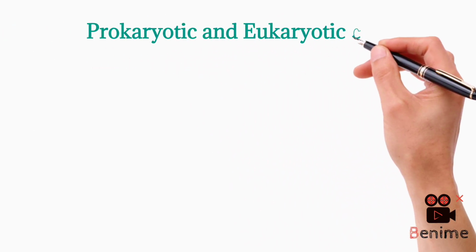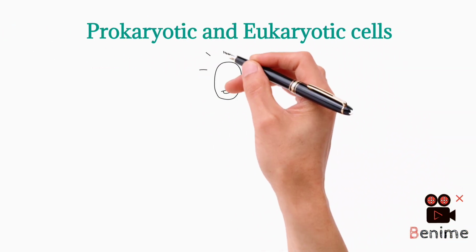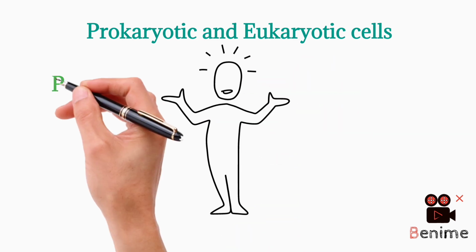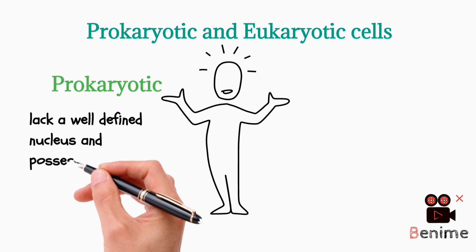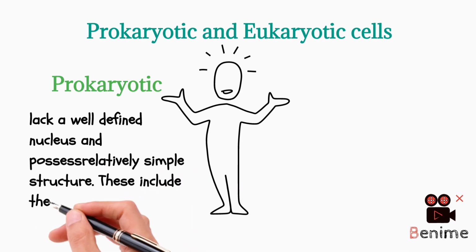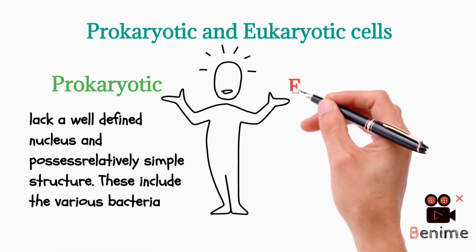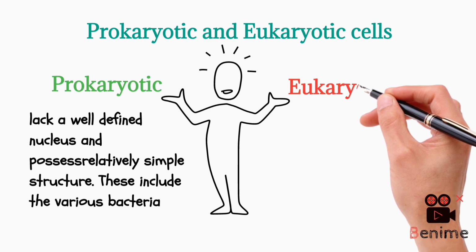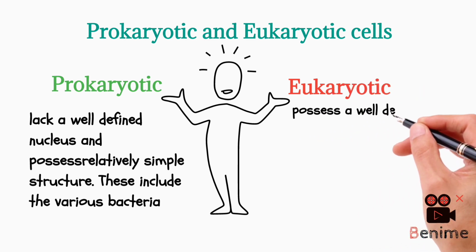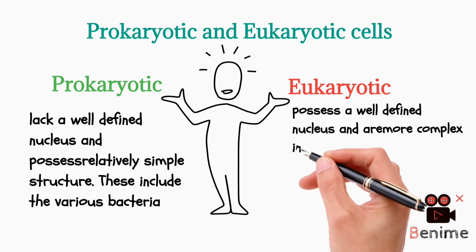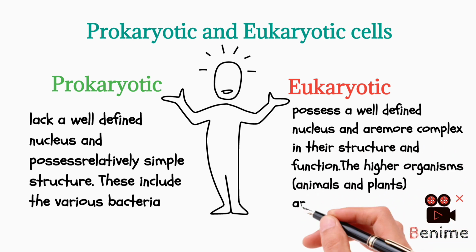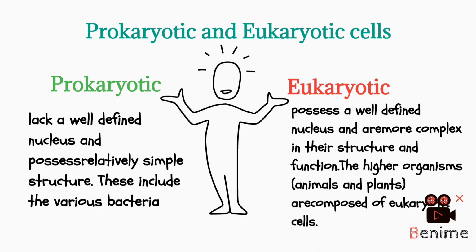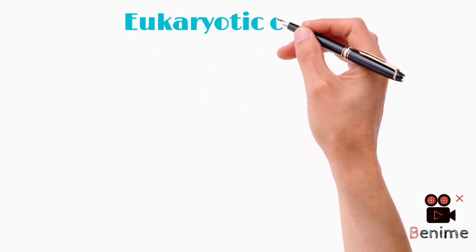Prokaryotic and eukaryotic cells. The cells of the living kingdom may be divided into two categories. One, prokaryotes lack a well-defined nucleus and possess relatively simple structure. These include the various bacteria. Two, eukaryotes possess a well-defined nucleus and are more complex in their structure and function. The higher organisms, animals and plants, are composed of eukaryotic cells.